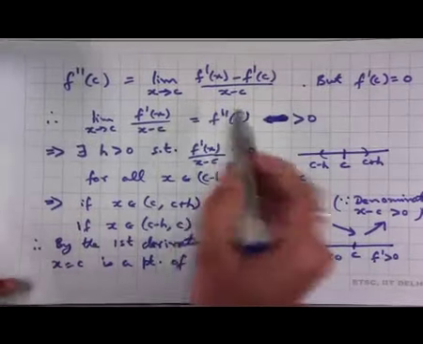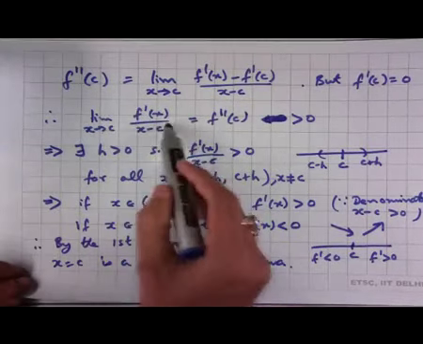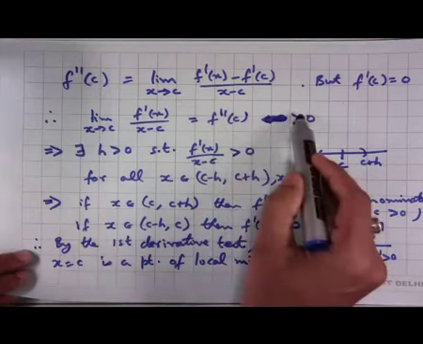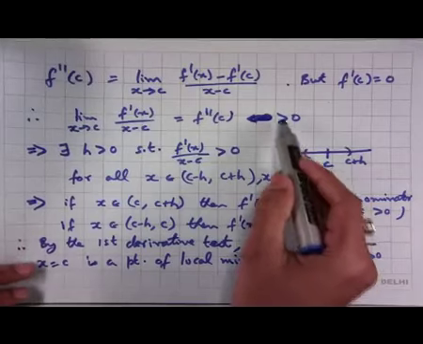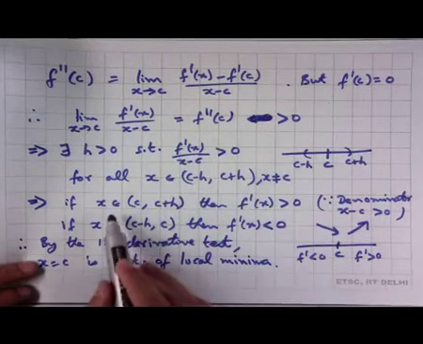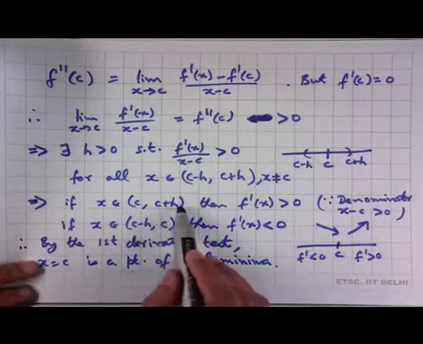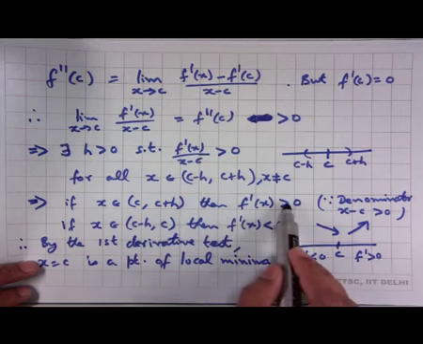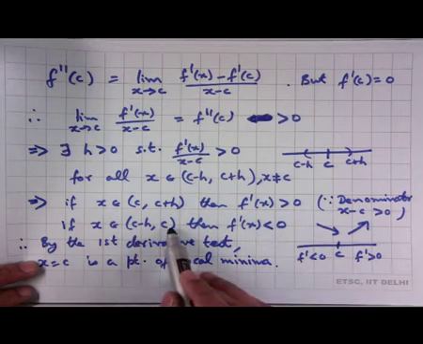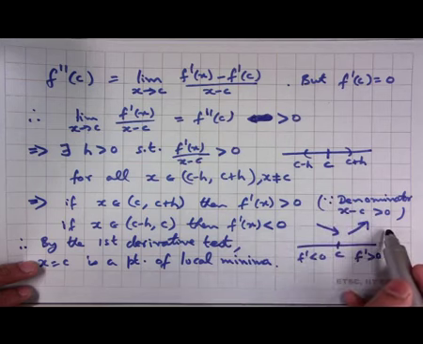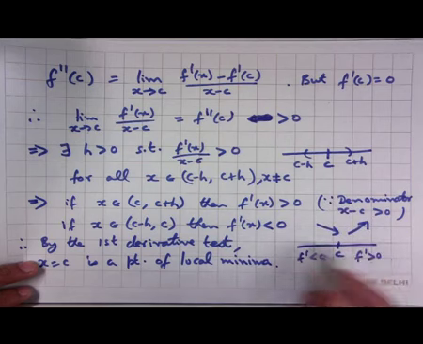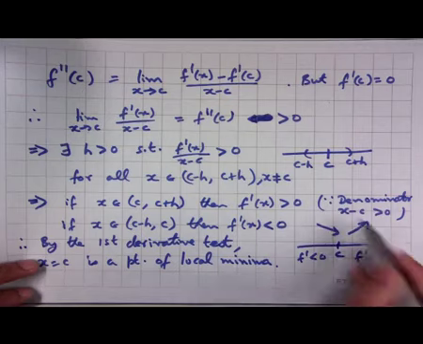So, in this case what we will have is that this limit is equal to f double prime c, which is assumed to be less than 0. If this is less than 0, then for x belonging to c to c plus h, f prime x must be negative, and for x in c minus h to c, f prime x must be positive. That means that f prime changes sign from positive to negative as we move across c. So, then by the first derivative test it must be a point of local maxima.